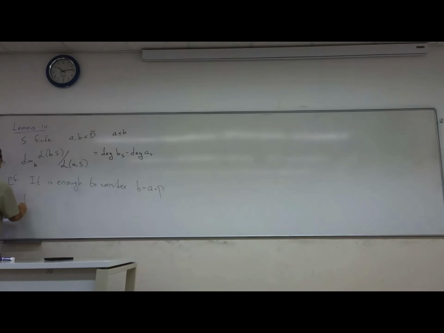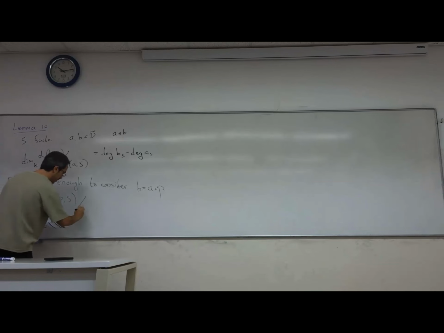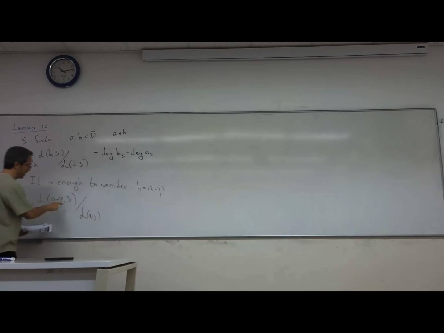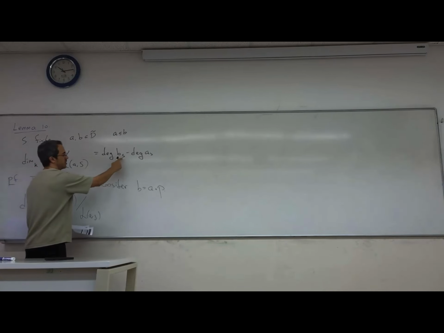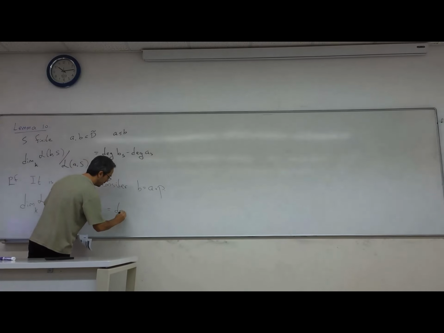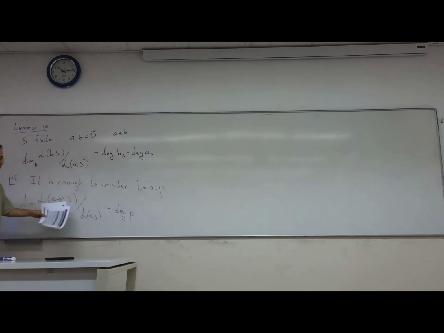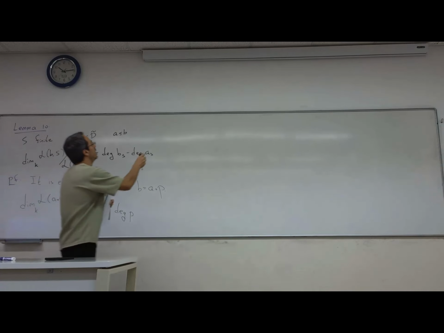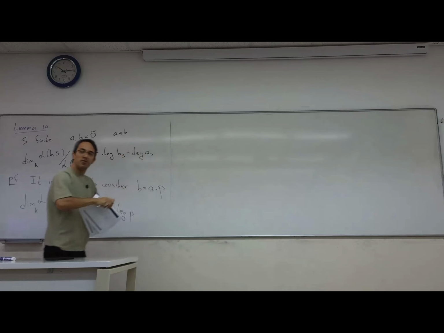And for that, let me spell it out. So now this is B. And what you want to prove is this theorem, but the difference between the degrees is just what? The degree of P, right? Because the only thing that's here and not here is P with multiplicity 1. So the difference here, in this particular case, is the degree of P, so that's what we want to prove. Okay, so let's continue with this proof.